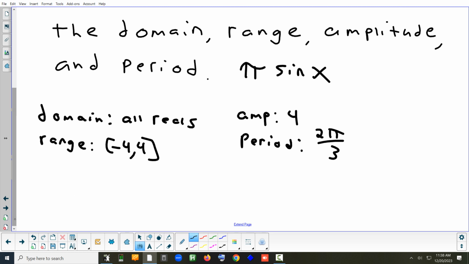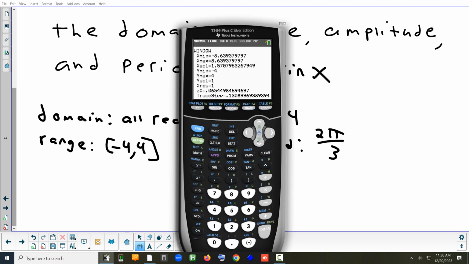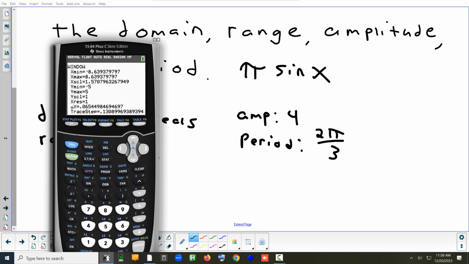Yeah. Positive 5, negative 5. Yeah, I would do positive 5, negative 5. And let's say I want a window that shows exactly 2 periods. Well, 1 period is 2 pi over 3. How much is 2 periods?